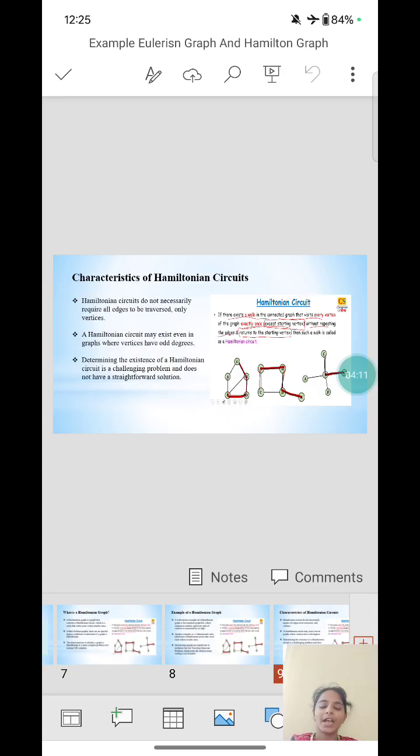Characteristics of Hamiltonian circuits are: these circuits do not necessarily require all edges to be traversed, only vertices. So, a Hamiltonian circuit may exist even in graphs where vertices have odd degree. Determining the existence of a Hamiltonian circuit is a challenging problem and it does not have a straightforward solution.